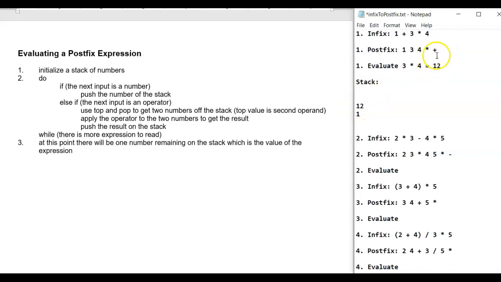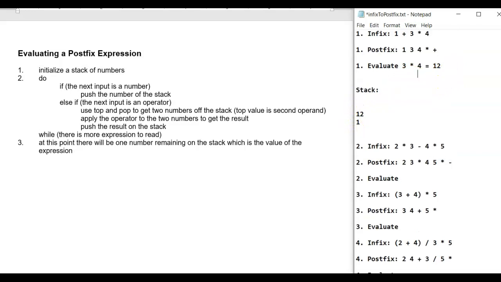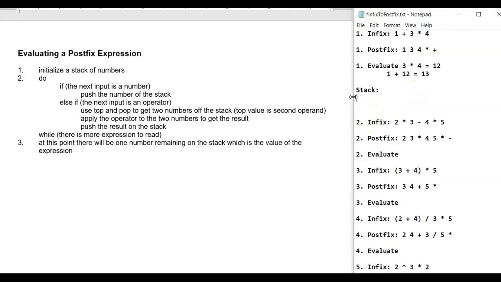Then we have the addition. So again, we pop off the 12, and it's going to be the right operand. And then we pop off the 1, and we apply the addition. And that guy is equal to 13. And now everything's coming off of our stack.